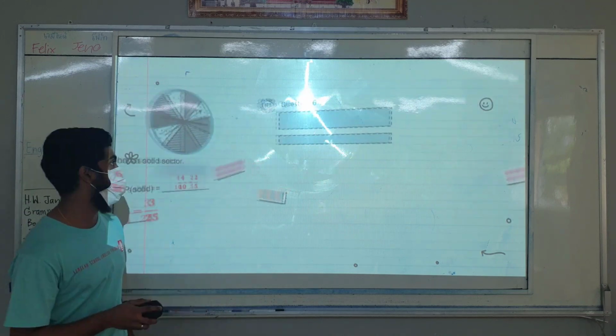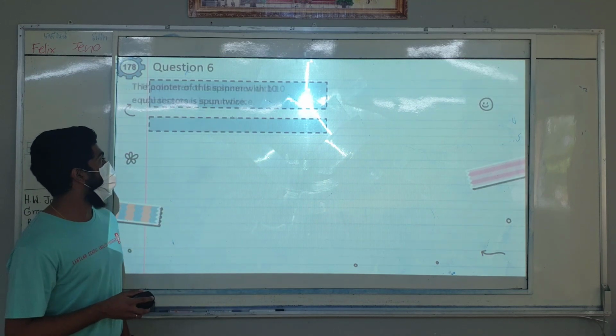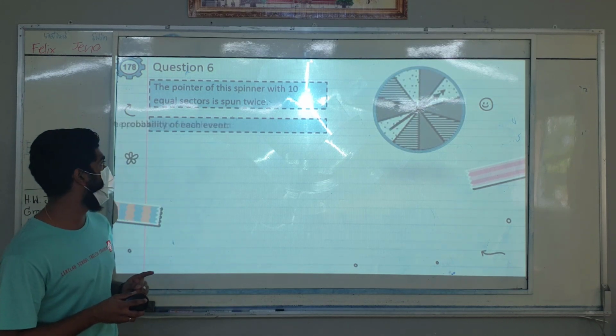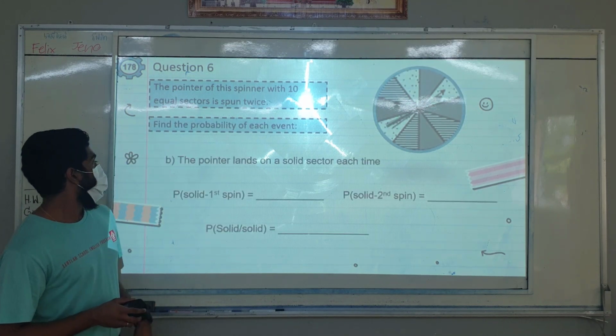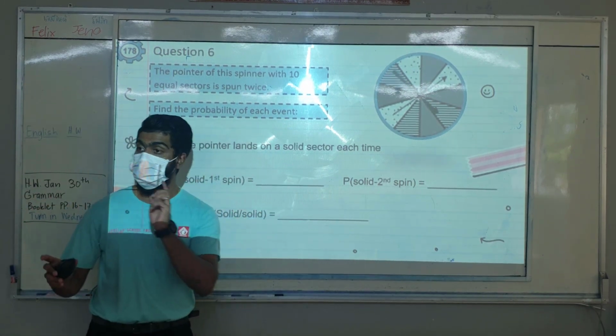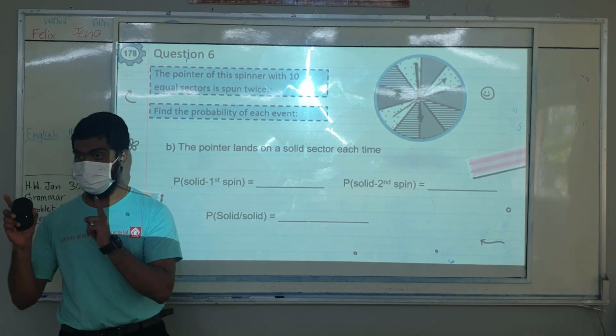Okay now, alright, let's go to the next one. Now, for the next one, we are continuing with the same spinner. Right, guys? We are continuing with the same spinner here. Now, the pointer lands on a solid sector each time. Now, here is where many of you guys made mistakes.